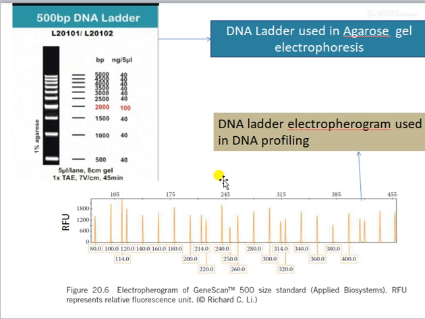So that's clear. And what is RFU? RFU is a relative fluorescence unit. That is, the intensity of this particular peak is determined by the technique of relative fluorescence unit, based upon the detection done by the fluorescence indicator.